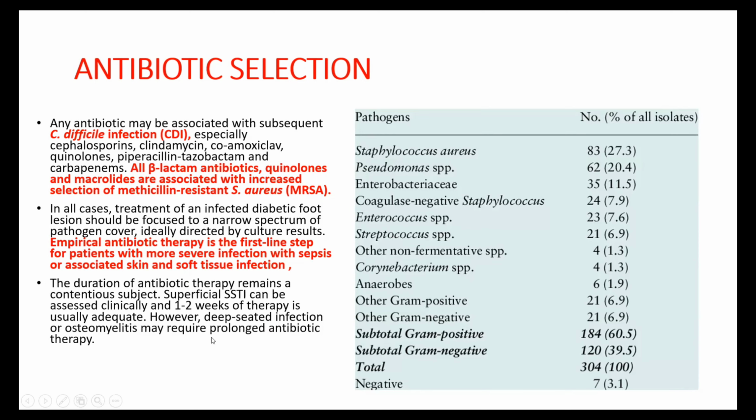One to two weeks of therapy is usually needed. Common organisms are Staph aureus, Pseudomonas, and Enterobacteria, followed by coagulase-negative staph and Enterococcus, and finally anaerobes.